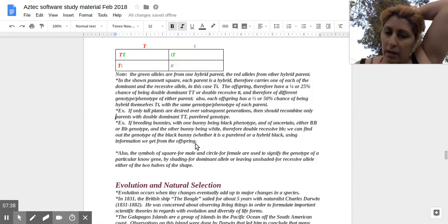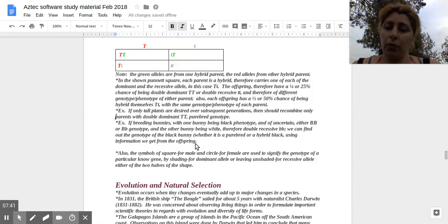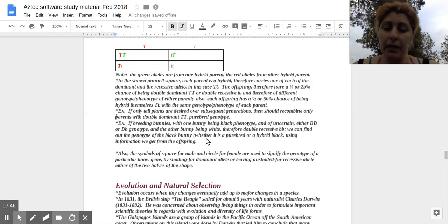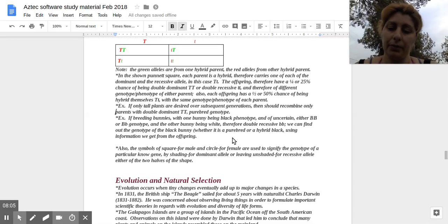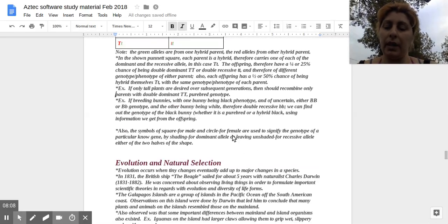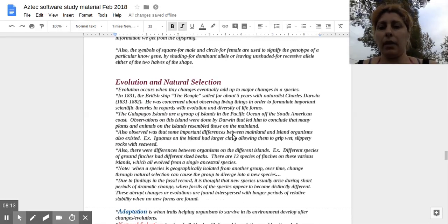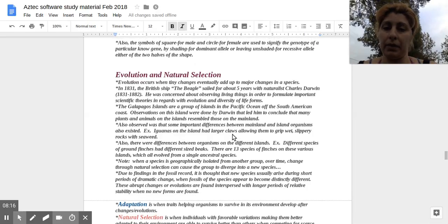Also, symbols: a square is used for male, a circle for female. You can use shading for dominant alleles. So double shaded means double dominant. Half shaded is hybrid or carrier, and leaving the square or circle empty, unshaded, is a double recessive allele. Each half of the shape, either the square for males or the circle for females, represents one allele. So half and half.